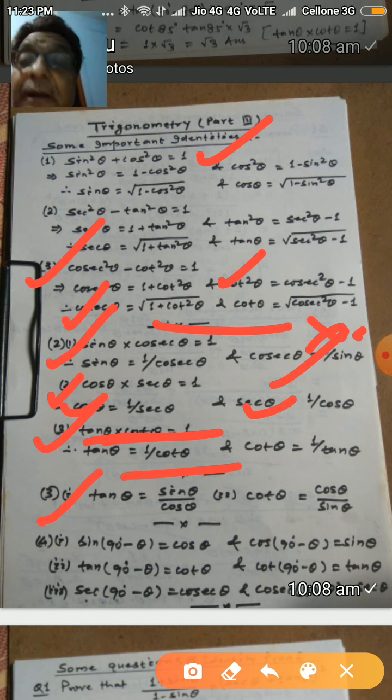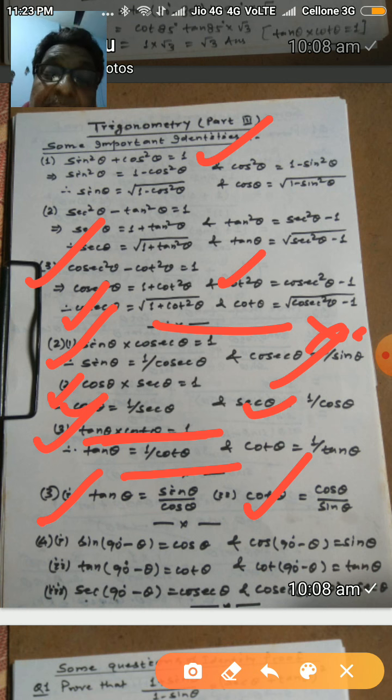Now another set where two identities are listed: tan theta is equal to sin theta by cos theta, and since tan theta's reciprocal is cot theta, cot theta will be the reverse of this. So here it is cos theta by sin theta. It means in the case of tan theta it is sin theta by cos theta, and in cot theta it is the reverse, cos theta by sin theta.